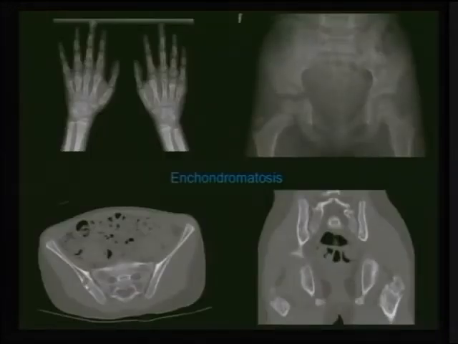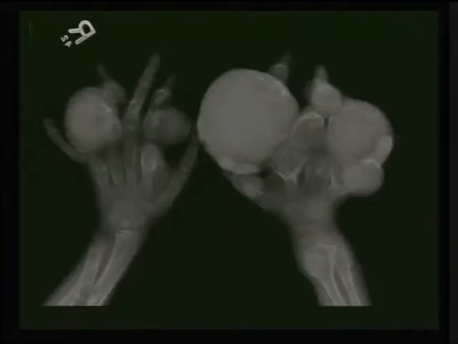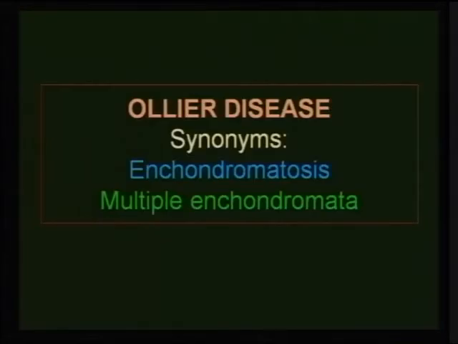A lucent lesion in the phalanges, causing a little bit of expansion, is very specific for enchondroma. Other bones can be associated with this enchondroma and it could be as severe as this, causing severe expansion of the bones. And this is Ollier disease if it is not associated with hemangioma and calcification, and it is Maffucci if it is associated with calcification.